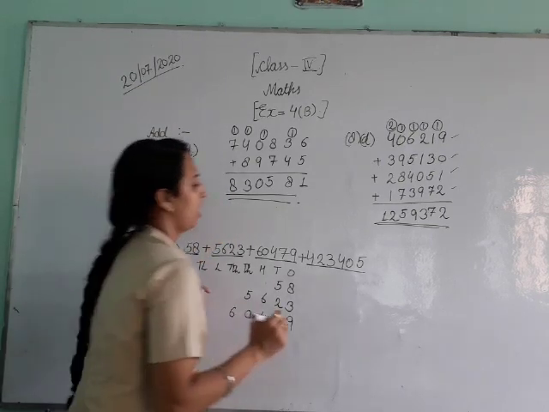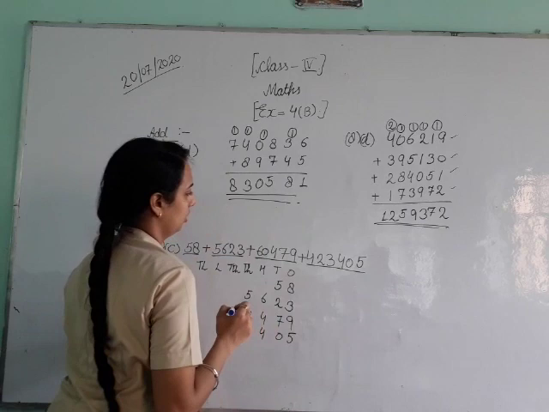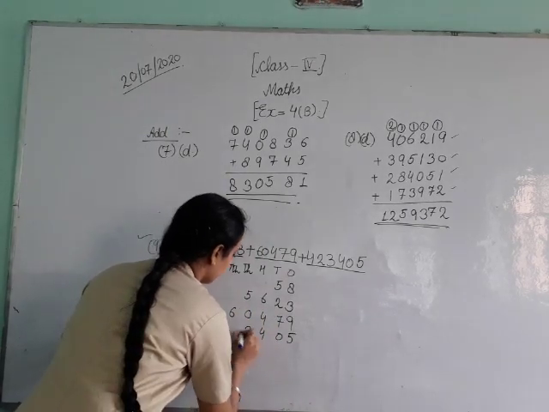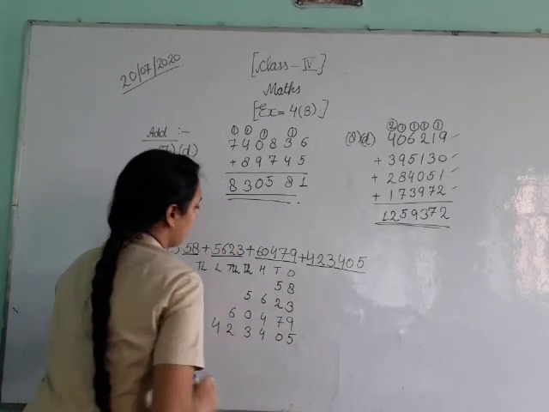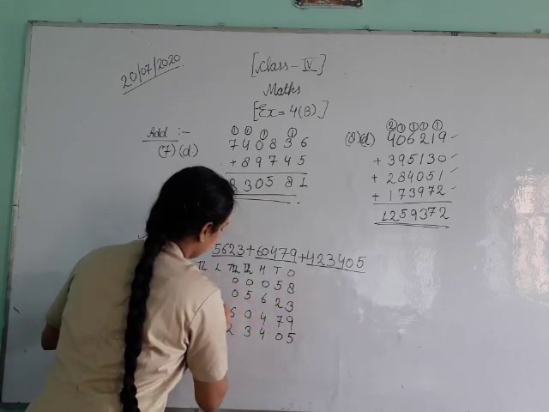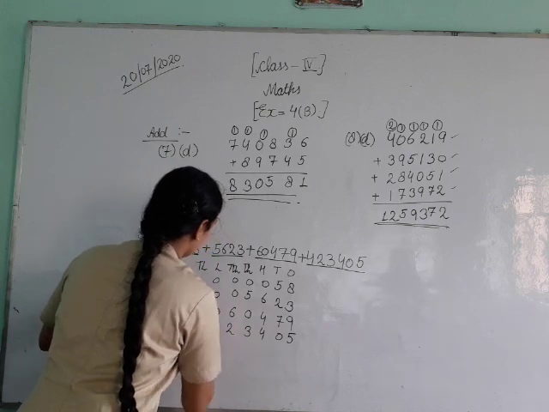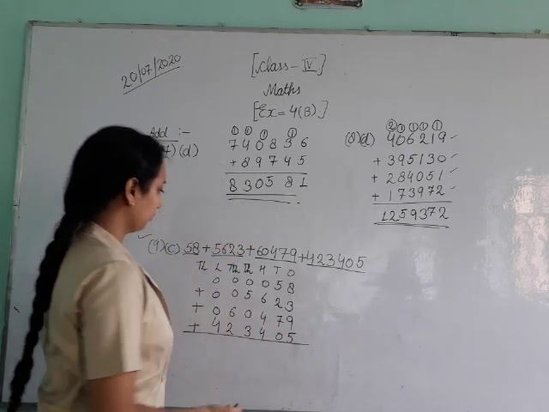Okay. 5, 0, 4. 5, 0, 4. 3, 2, 4. 3, 2 and 4. And if you want, then you can put zeros. If you are confused in all these, then you can put zeros also. And if not, then no need. Okay? It is not compulsory.